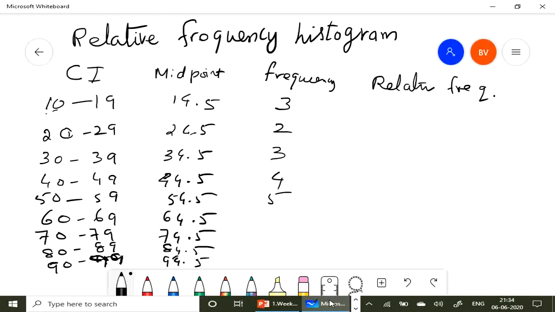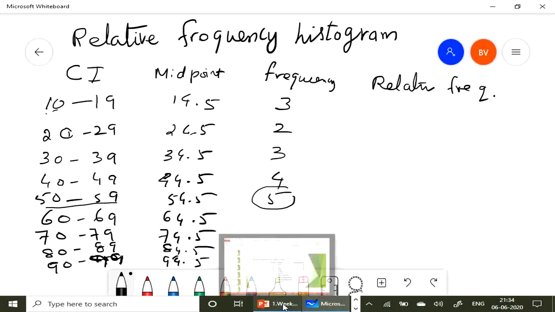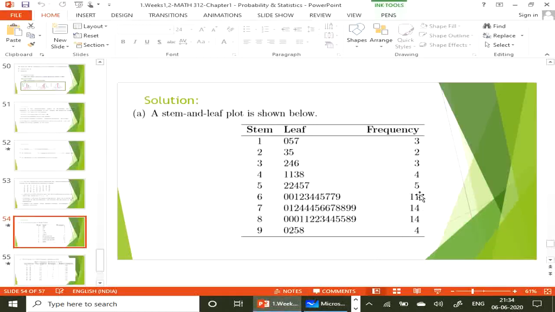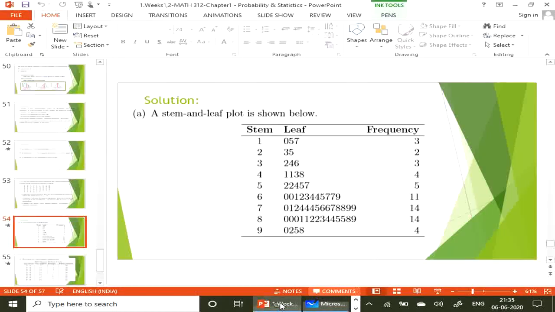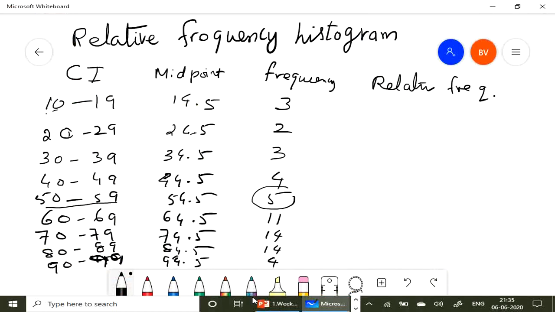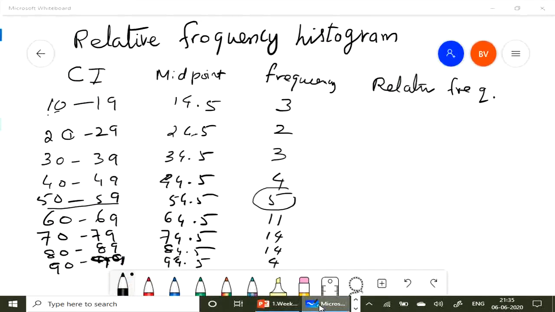It means there are 5 elements between 50 and 59. You can check here in the given data set. Let me complete this one: 11, 14, 14, 4. 11 between 60 and 69. 14 between 70 and 79. 14 between 80 and 89. 4 between 90 and 99. Isn't it? Check this sample. 50 to 59.